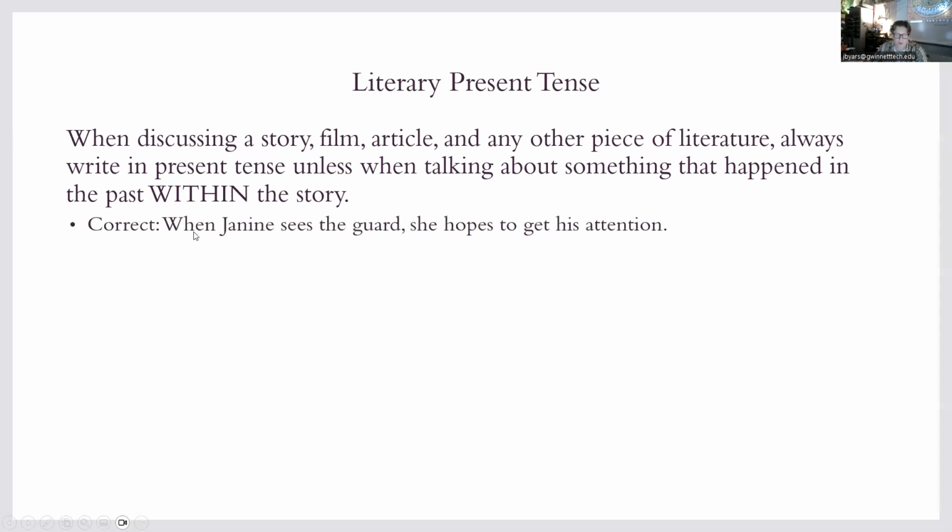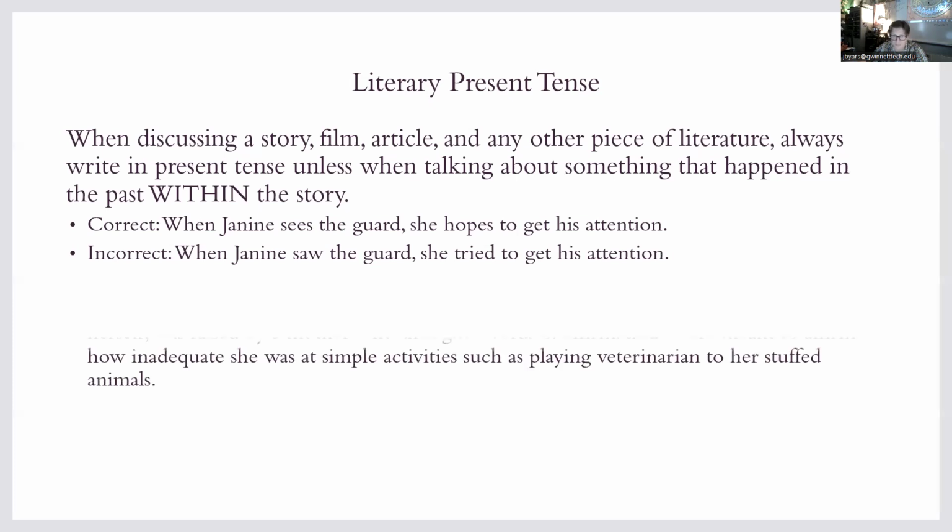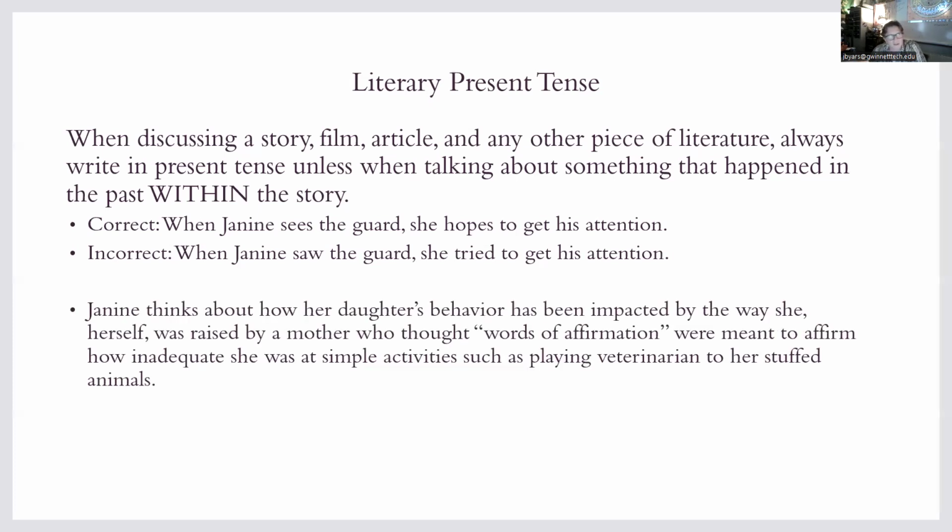Okay, so for example, when Janine sees the guard, she hopes to get his attention. The story takes place in like 1920. Even though it was in the past, even if Janine was a real person, she'd be dead by now. When you read the story, it's happening in that moment in 1920. So Janine sees the guard and she hopes to get his attention. It's incorrect to write, when Janine saw the guard, she tried to get his attention. That's incorrect because when I turn to the story right then and there, it's happening in the moment. It's present. So when I'm writing about what's happening in the story, I use present tense. But if I'm talking about the past that's within the story, then it's past tense.